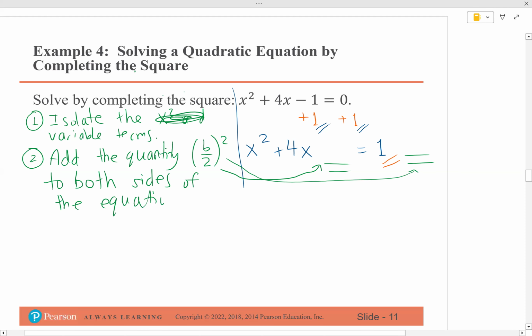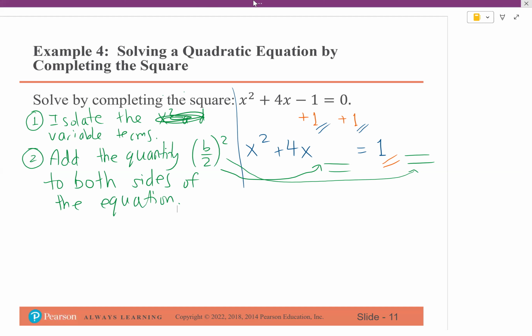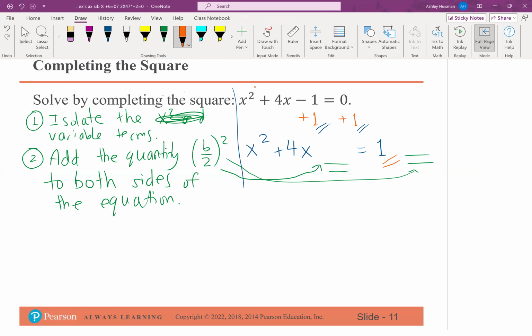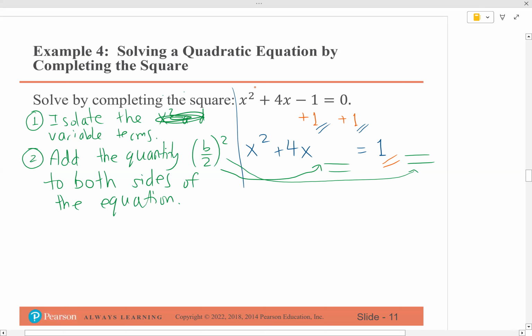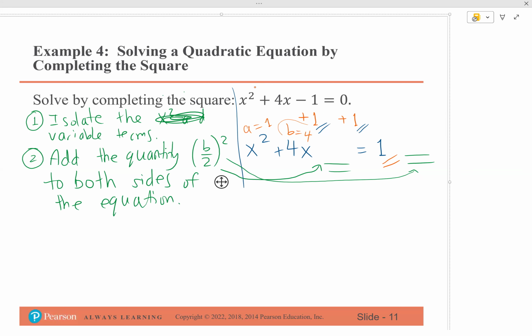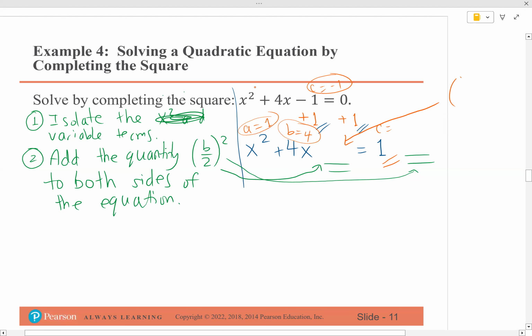You could do it in your head or you can write it out on the side. Not that they asked about a, but the coefficient of x squared is a, that's 1. And the coefficient of x is 4, that's b. And c is -1, but that doesn't matter. Now I need to figure out what quantity I need to put here. It's b over 2 squared.